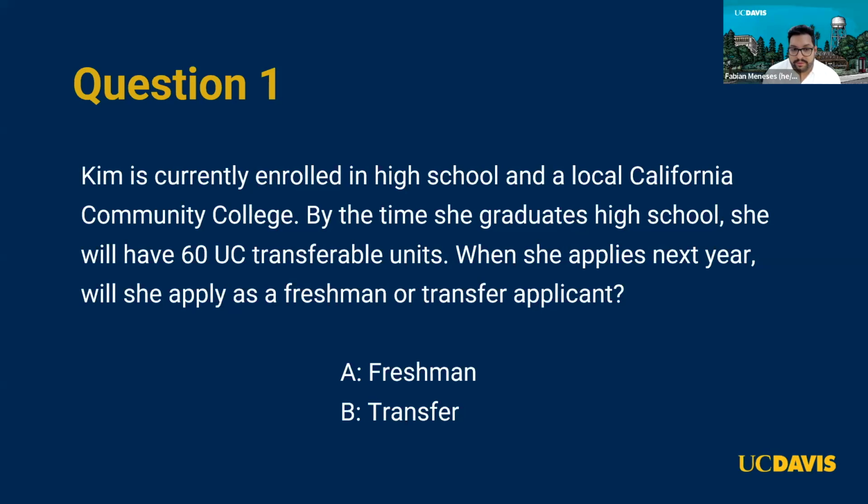Now, a quick note before we go on to the next question. If a student attends a college summer course program immediately after graduating high school, it does not make them a transfer applicant. Additionally, completing college work while in high school is still considered a freshman applicant. So for you folks doing dual and concurrent enrollment.